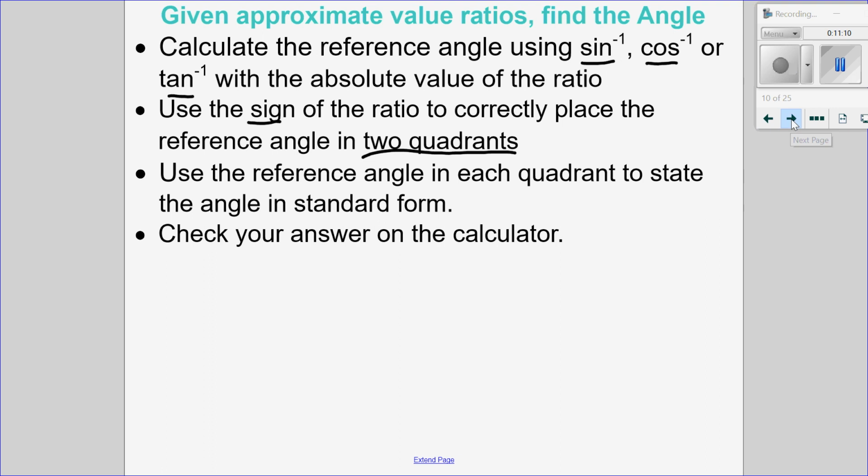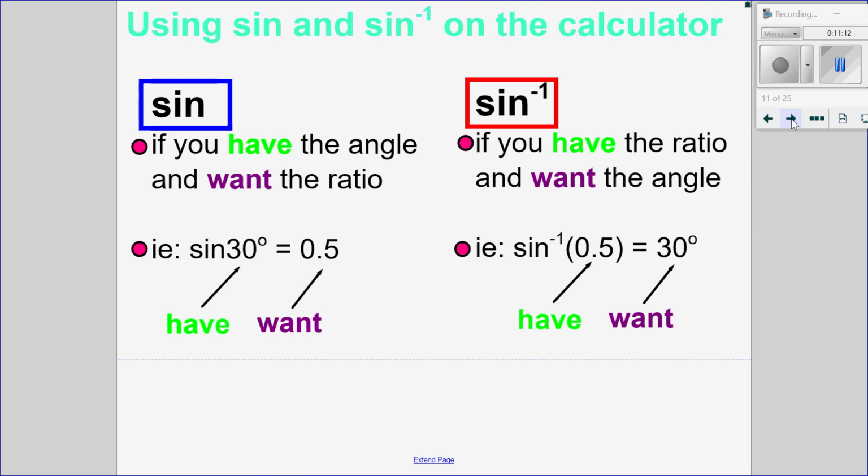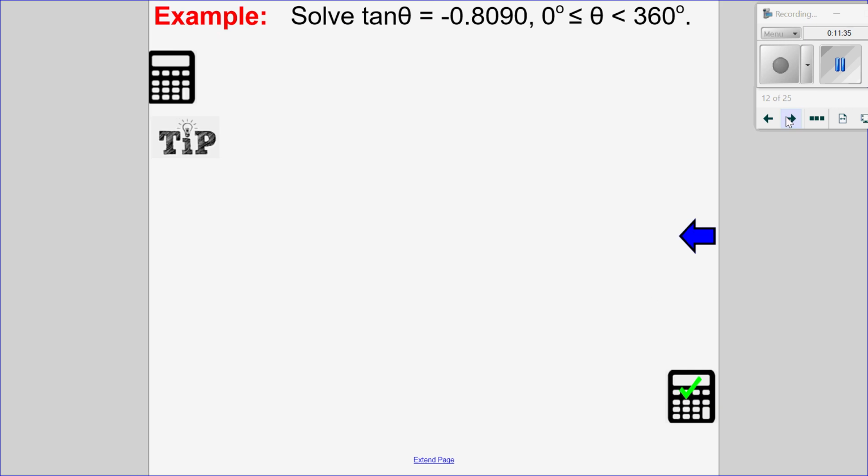Once we've found the reference angle and the quadrants, we can then find the angle just like we did before. So just a word on your calculator, when to use each button. You want to use sine, cosine, or tangent if you have the angle and want the ratio. You're going to use sine inverse, cos inverse, and tan inverse if you have the ratio and want the angle. So let's go ahead and try an example.